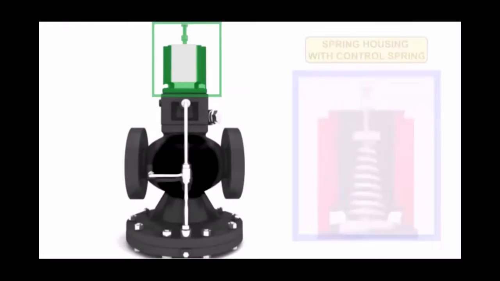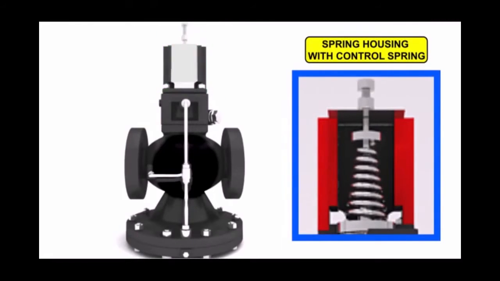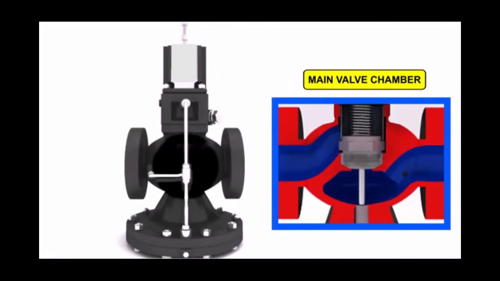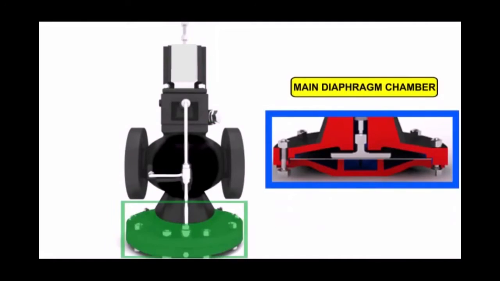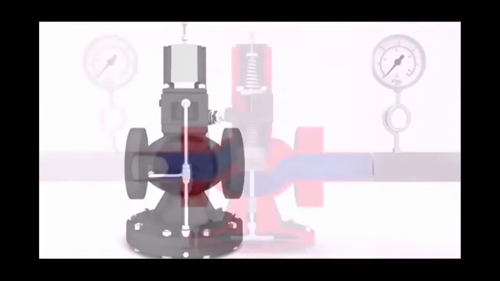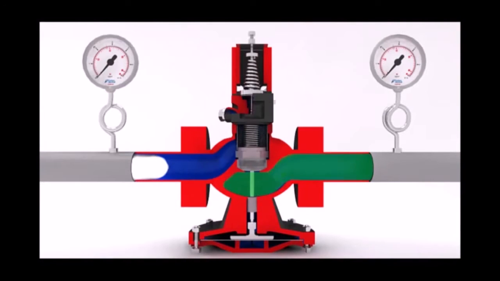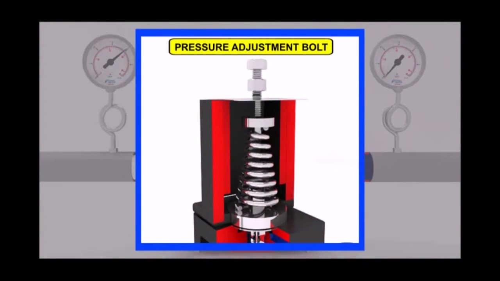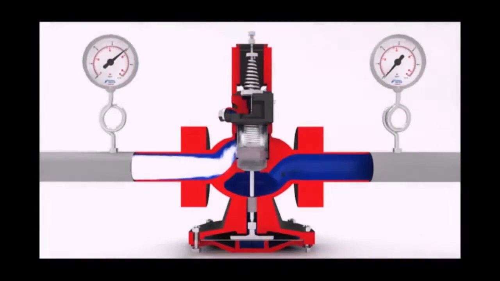Pressure reducing valve. Operation: spring housing with control spring, pilot valve chamber, main valve chamber, main diaphragm chamber. Downstream pressure setting is done by the pressure adjustment bolt. When the pressure adjustment bolt is fully loose, downstream pressure remains zero and steam remains accumulated in the main valve chamber.